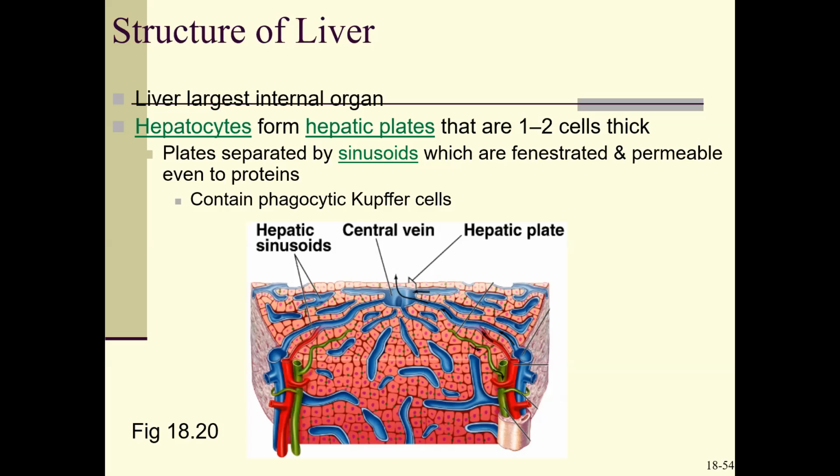So let's take a look at these little hexagonal structures. These hexagonal structures are called hepatic plates. Hepatic plates. And together they form a hepatic lobule. So the cells that constitute the hepatic plates are called hepatocytes. Then you have so-called portal triads. You can see the portal triads over here.